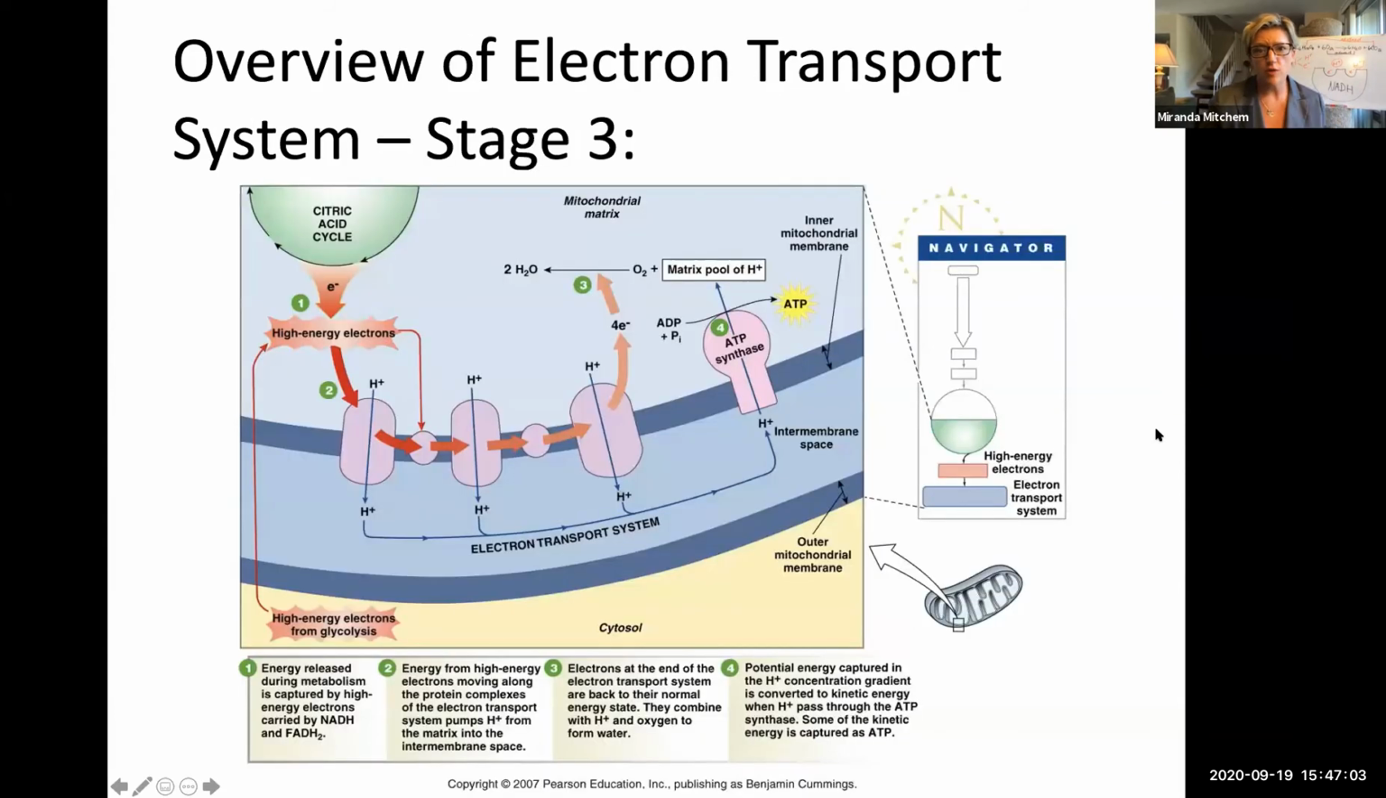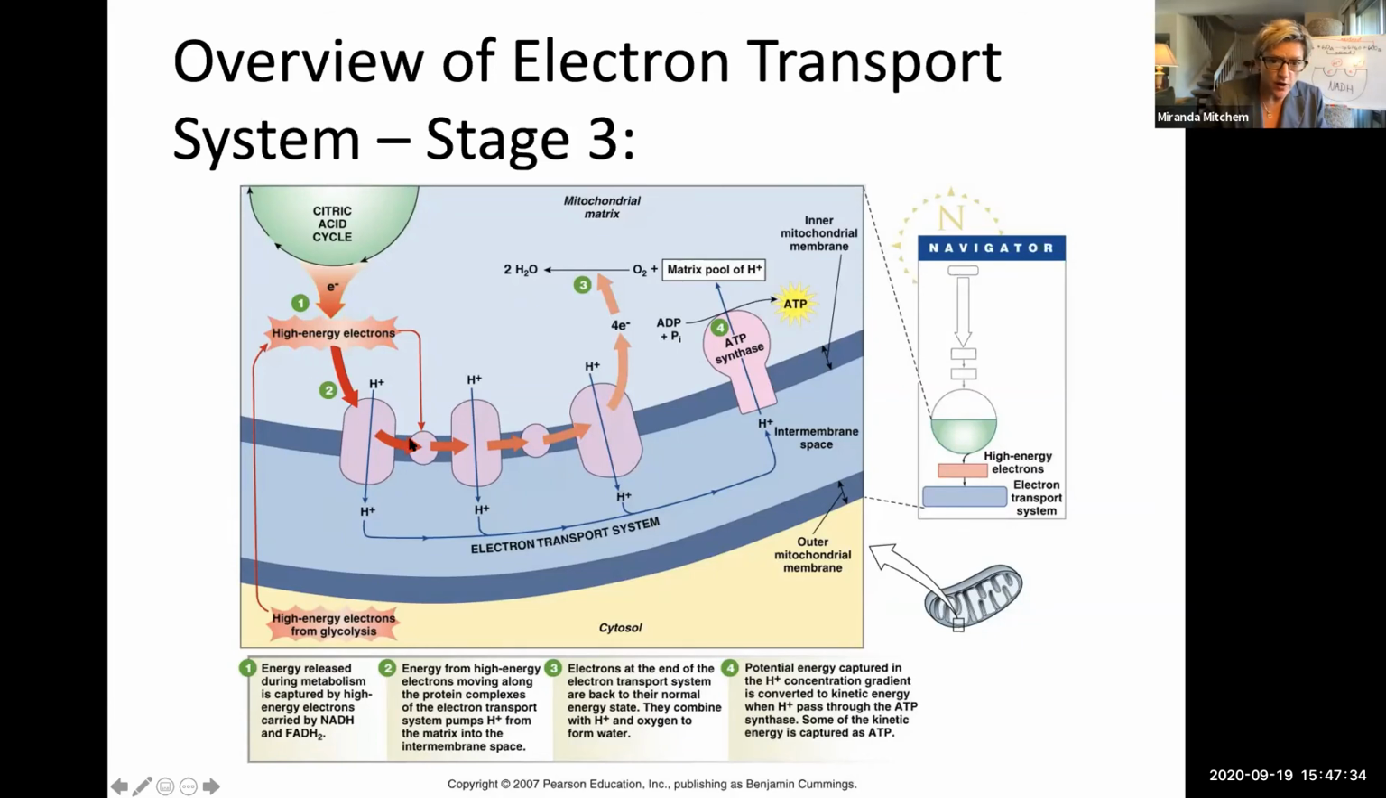And then stage 3, so this is the electron transport system. It utilizes the electron transport chain. So this is a complex, a series of different proteins. So we take our materials out of our citric acid cycle. The electrons go into these pumps. So notice how there's an H+ being pumped through. So these are actually electron pumps.